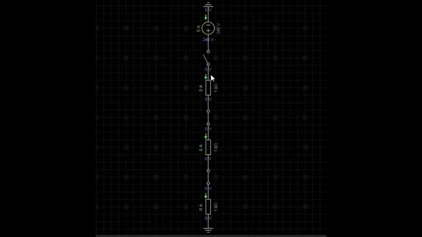So where's our 240 volts dropped? It's dropped between the top and bottom of the switch. And these are the characteristics of open circuits. Anything that's connected to the mains supply or the supply has the positive voltage on it. Anything that's connected to earth has the earth potential on it, and the voltage drop is seen between the break in the circuit.